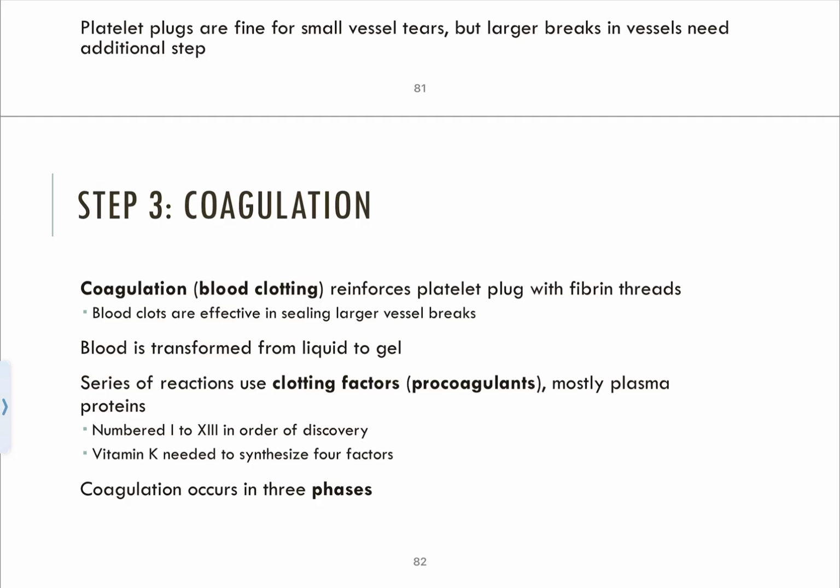And that fibrin mesh is the blood clot itself. And once we place this fibrin mesh down, it becomes really effective at sealing those larger breaks in the blood vessel. So basically, we're able to transform the blood from its liquid form to a gel-like form as we get those dissolved blood proteins coming in to connect with those fibrin threads.